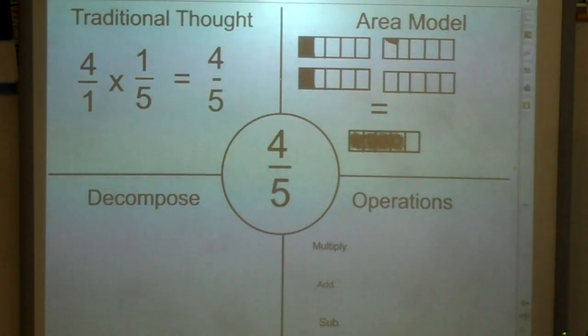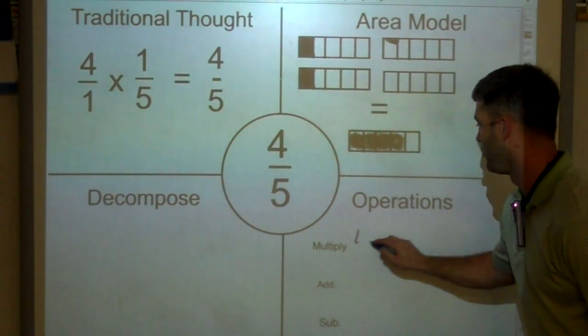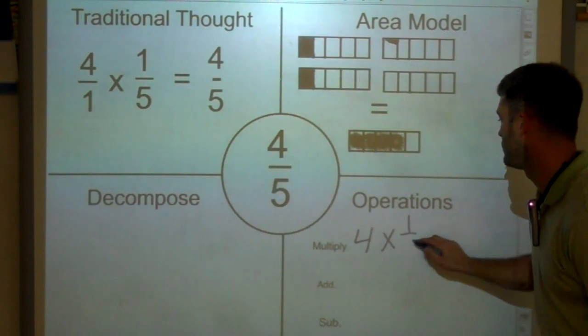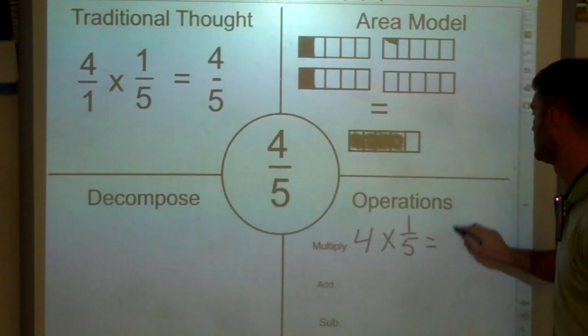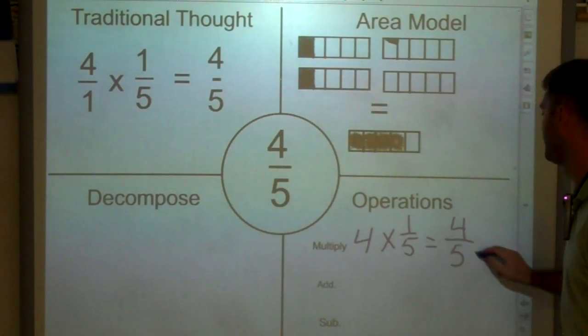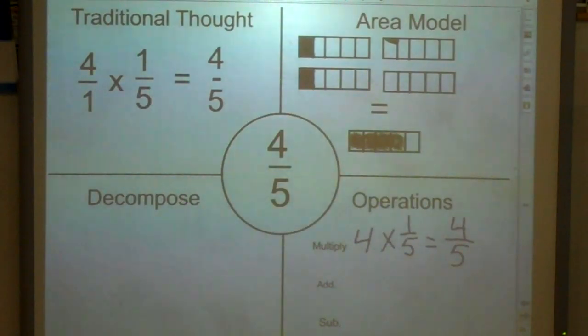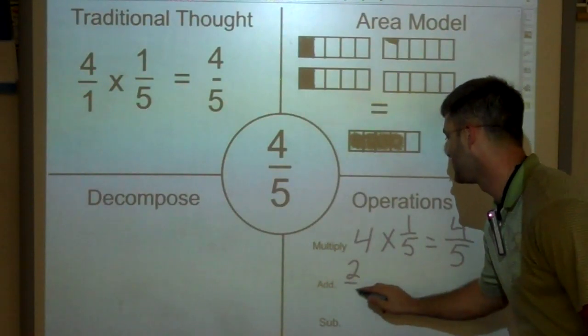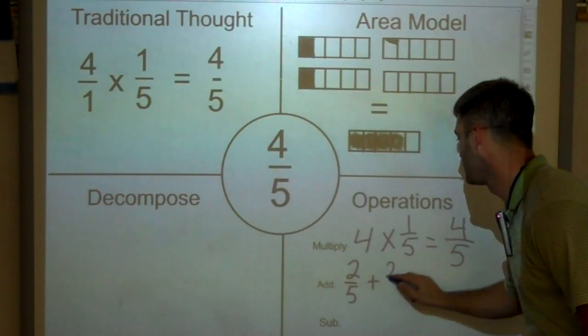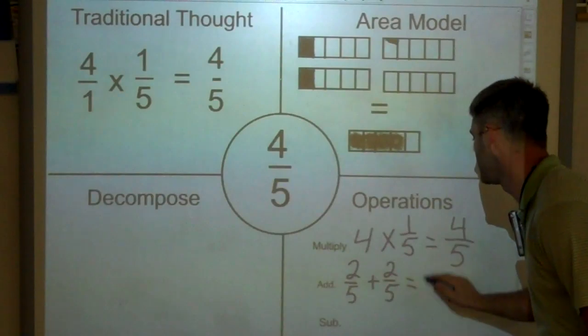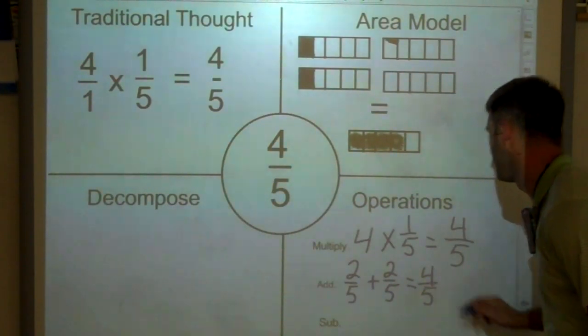Operations. We're going to go through everything we've learned so far using 4/5 to work on an operation. So the first operation is multiplication. We have 4 times 1/5 equals 4/5. We have learned to add it. I can add it using unit fractions, or I could say 2/5 plus 2/5 equals 4/5.